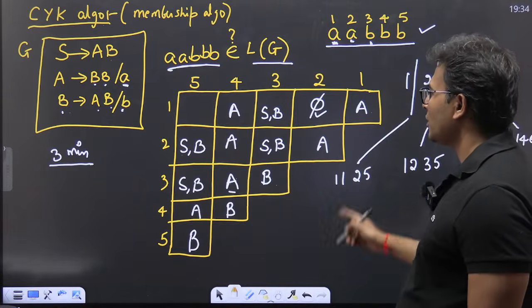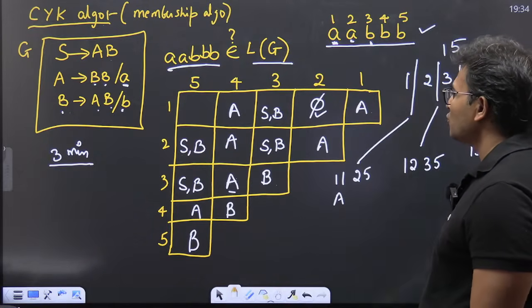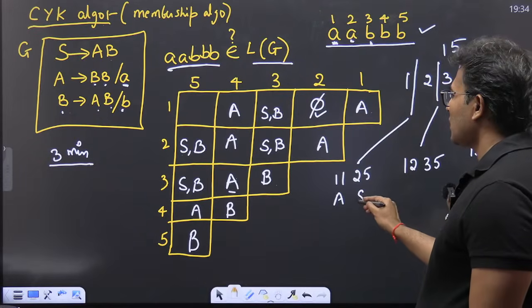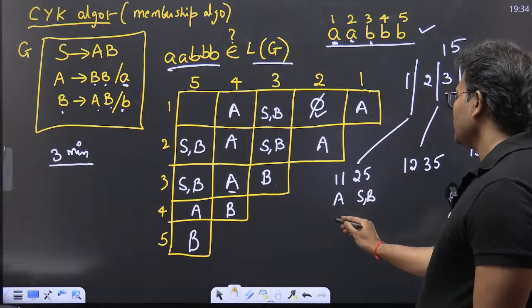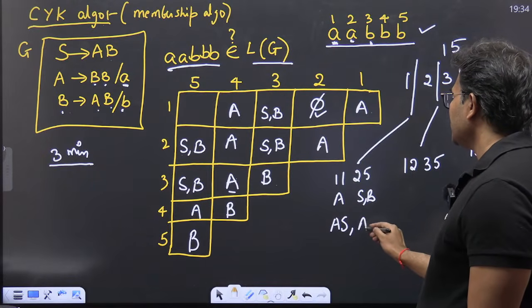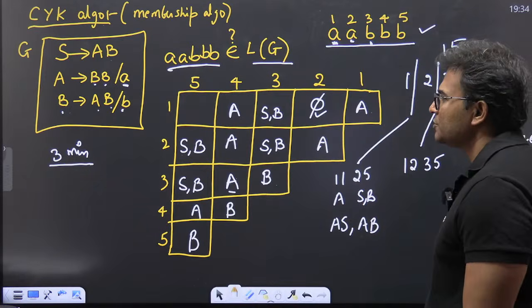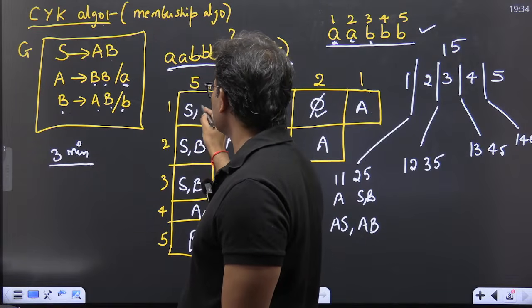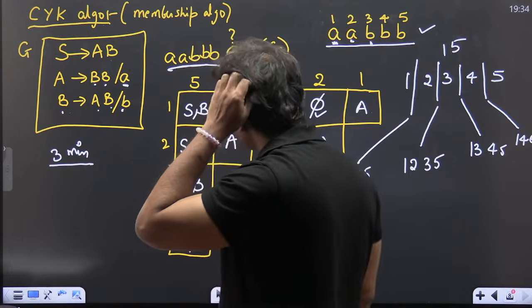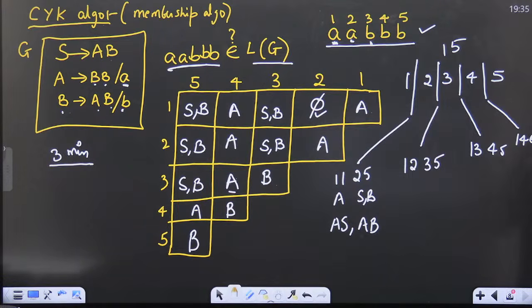Now what about 1 1? 1 1 is A. And what about 2 5? 2 5 is S comma B. Now if you combine them, you are going to get AS and AB. Now AB is present here, at S and B. So you are going to get S comma B. There can be multiple questions. Okay, let me finish this.